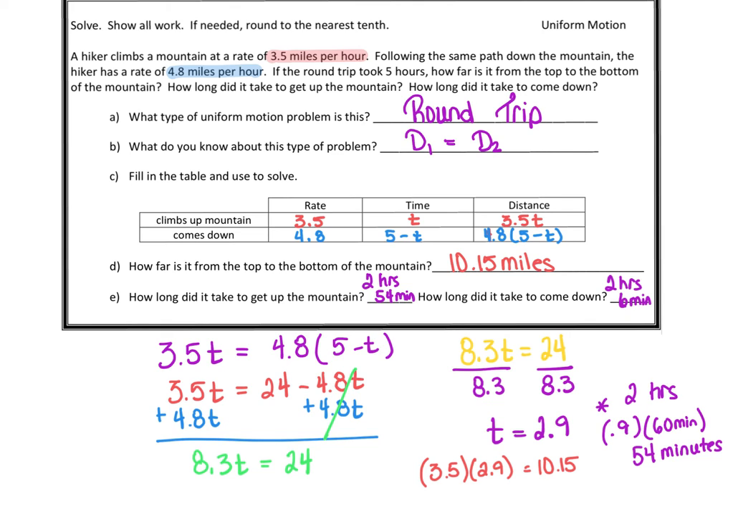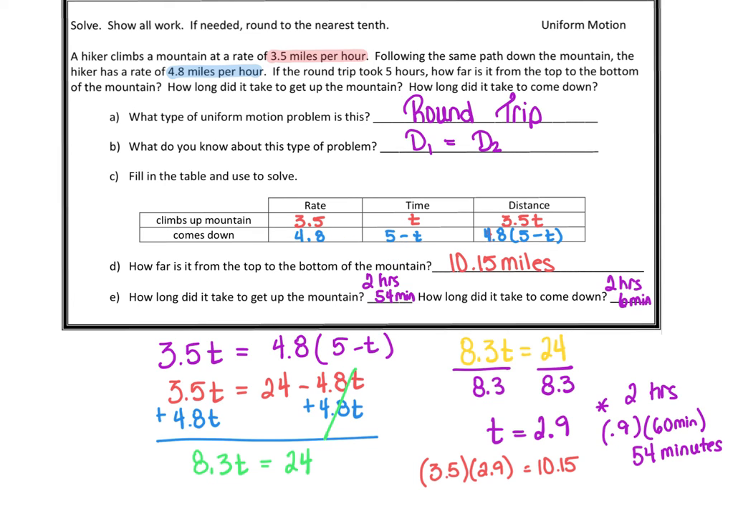Really quickly. It's a round trip, so we know the distances equal each other. They told us that on the way up the mountain, he went 3.5 miles per hour. On the way down, he went 4.8 miles per hour. We do not know the time of either. We know the total time was 5. So if I put a time here as a variable, t, then 5 minus that is the leftover time. So that would be how long it took him on the way down.